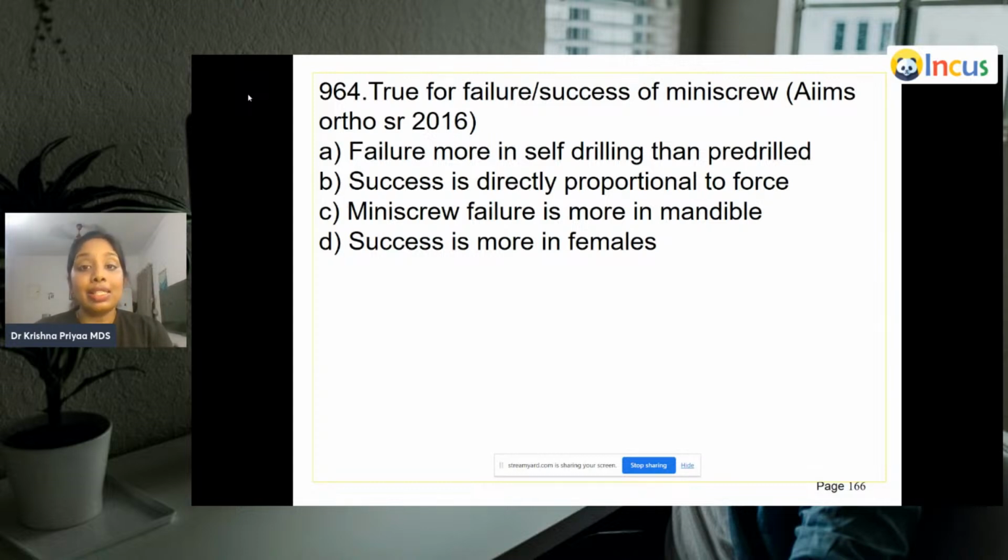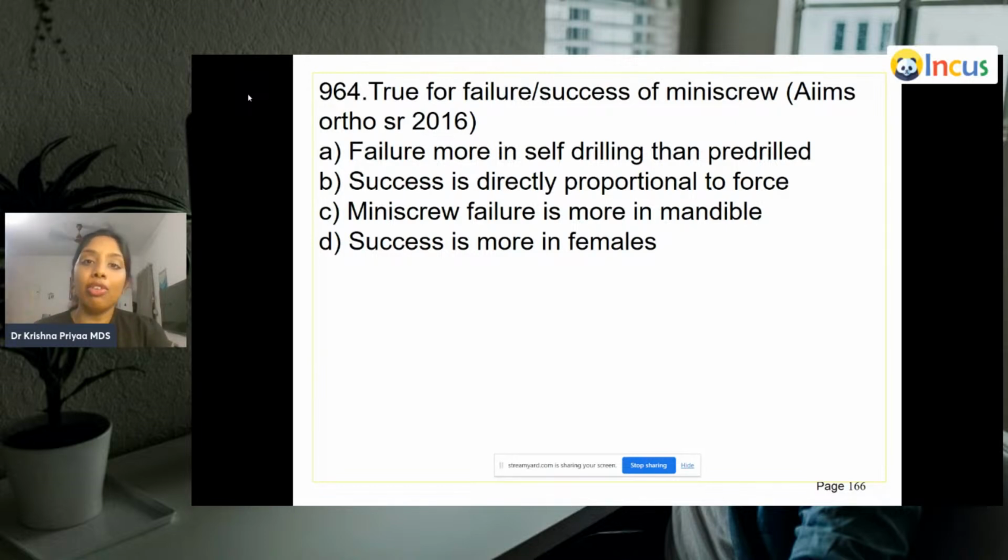Failure is more in self-drilling than pre-drilled. Self-tapping or self-drilling difference should be known in this scenario. Success is directly proportional to the force, so more force, more success. Mini screw failure is more in mandible. Success is more in female. So the last option would not be true. And self-drilling versus self-tapping, the scenario is entirely different. Since we eliminated two options, the remaining options are force and mandible.